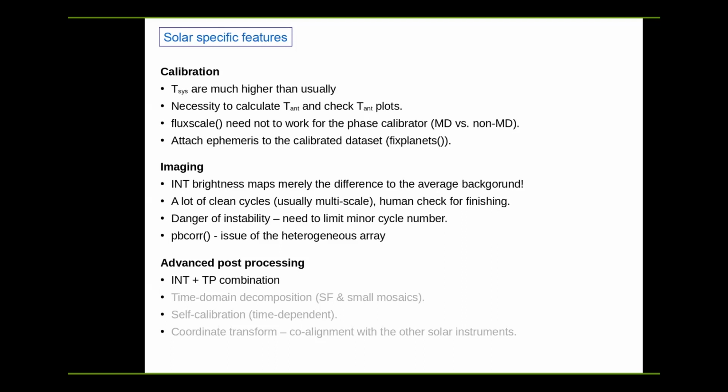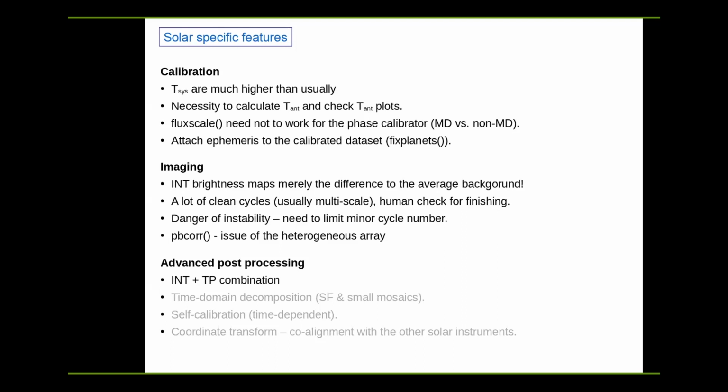Cleaning is very specific. We are cleaning with a lot of cleaning cycles, usually multi-clean, because we have diffuse emission, which usually does not have many very significant structures. So it is difficult. We have to be very cautious when cleaning. Usually we have to limit the number of minor cycles before doing a major cycle. Otherwise, you can run into instability, and the cleaning doesn't converge. So this is something you have to observe.